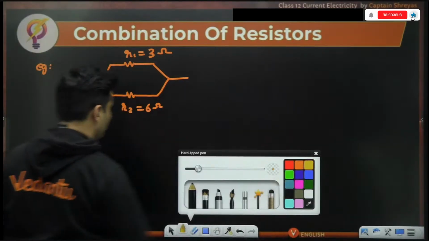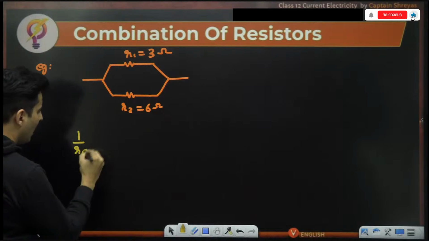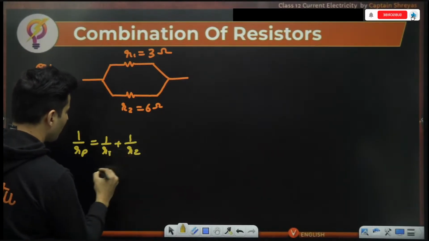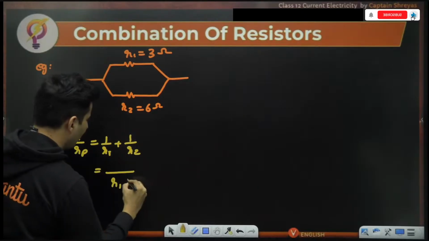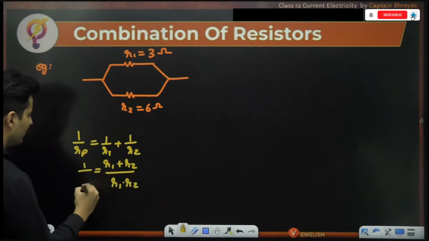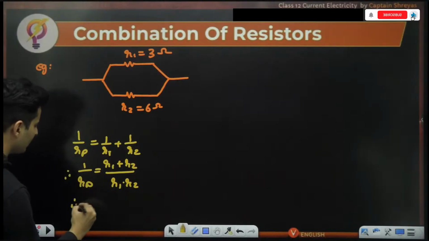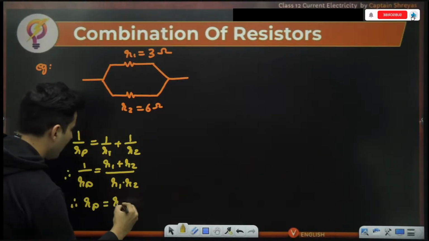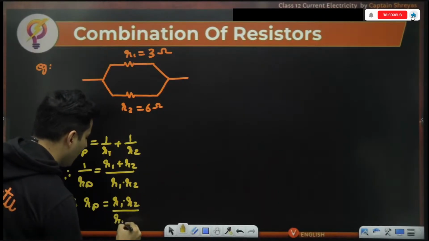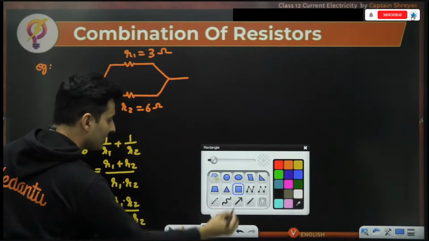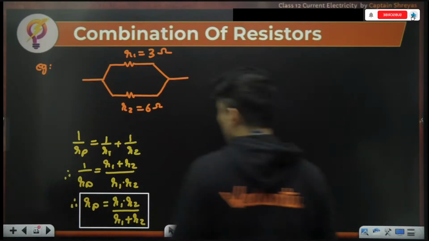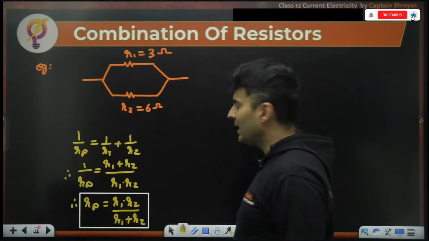So whenever such a situation comes, 1 by Rp is 1 by R1 plus 1 by R2, isn't it? So if you take the LCM, it will be R1 R2, correct? And this will be R1 plus R2 on the top, but this is the reciprocal of the final resistance. So Rp will be R1 multiplied by R2 divided by R1 plus R2. Now this formula is beneficial most of the time only when there are 2 resistors. Directly you can get the answer.